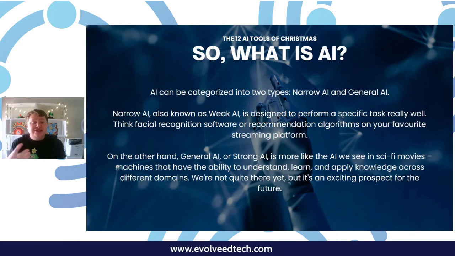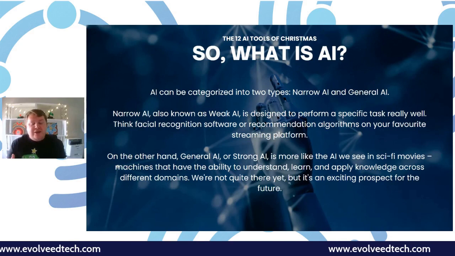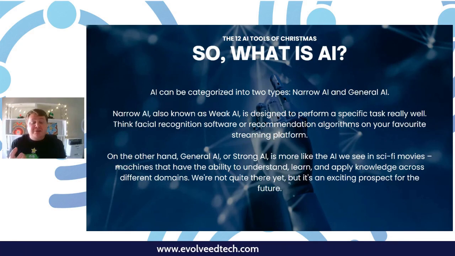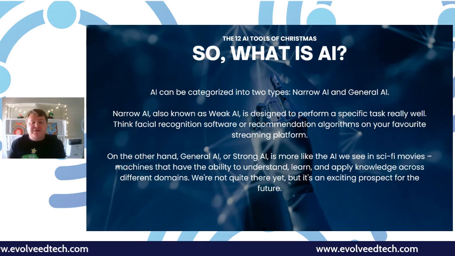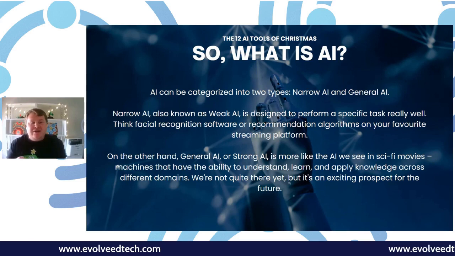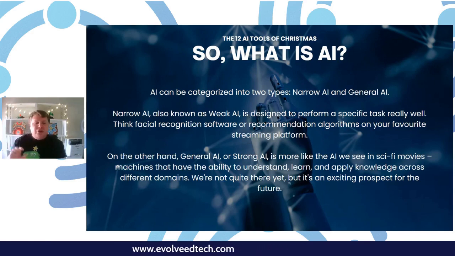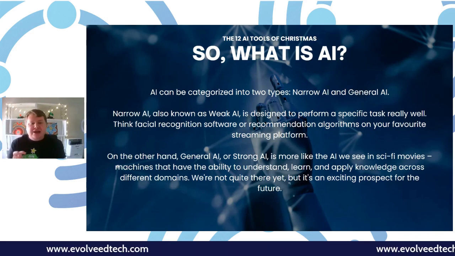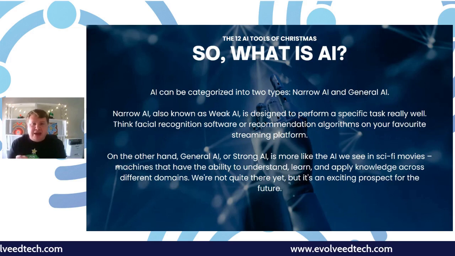On the other hand, we have general AI, or strong AI. And this is more the AI that we might see in sci-fi movies, where those machines have the ability to understand, learn, and apply knowledge across different domains. But do not stress, we're not quite there in our world just yet to be worrying about the Terminator or Robocop coming in and overtaking us. So, two different types of AI exist: narrow and general AI.